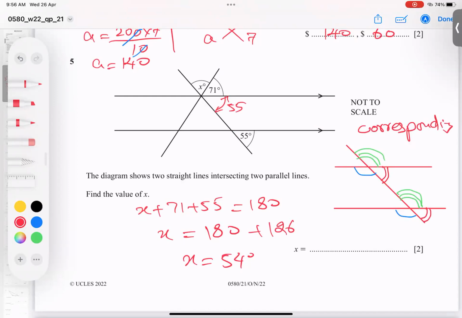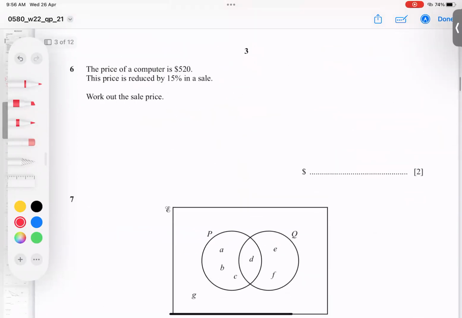So let's talk about the next question. The price of a computer is $520. This price is reduced by 15% in a sale. Work out the sale price.